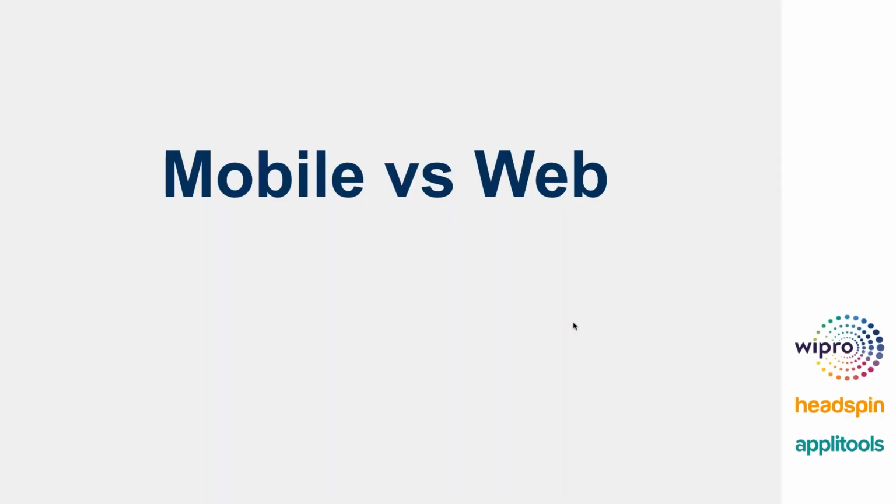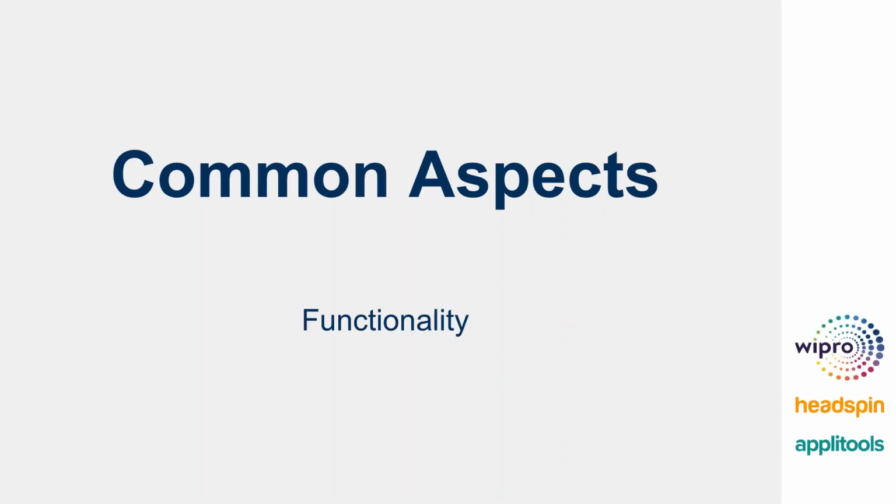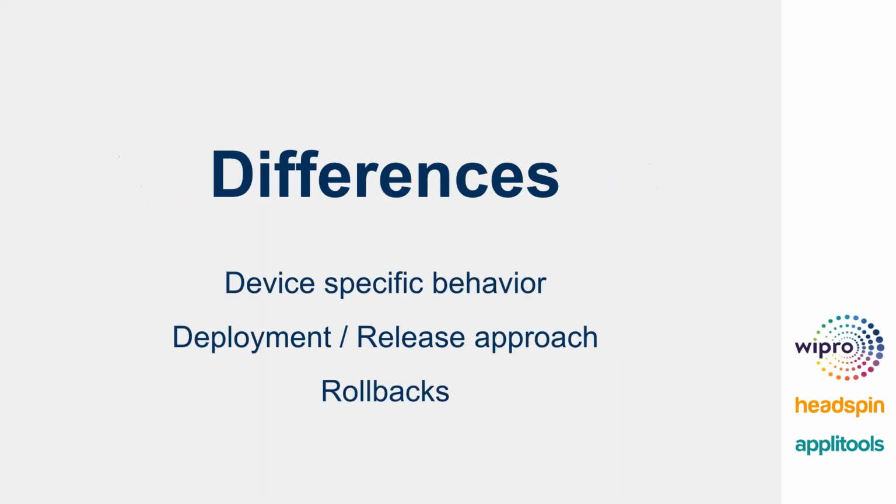Let's quickly look at what is the difference and similarities between mobile and web testing. There are certain common aspects when it comes to mobile and web testing, and that is the functionality. Regardless of where your product is served to the users, whether it's a native app, mobile web, or web, feature testing, functionality testing is the same. And we can go in greater lengths about these similarities, but let's focus on what really is different about mobile.